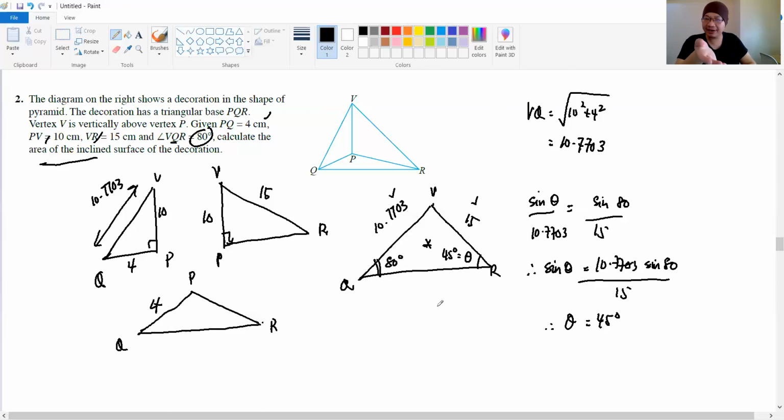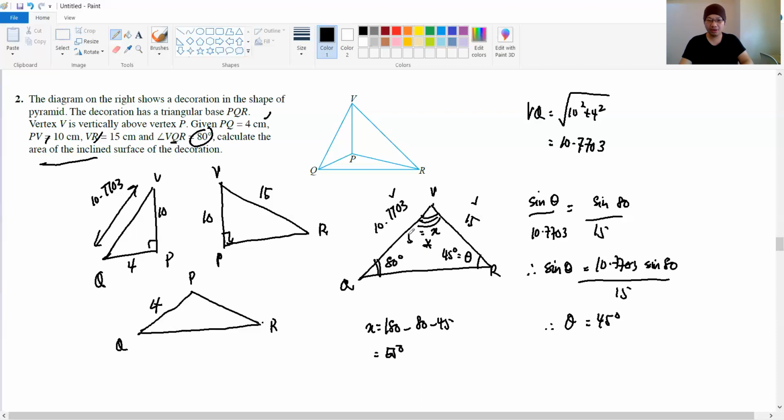Now, how to find the area? Since this is 45 degrees, 15, but we don't have the length here. This is 80 degrees, we have this length, but we don't have the length on the other side. So how? This is a triangle, right? So we can find the final angle here. I label it as x. So x will be 180 minus 80 minus 45. Then how much is the value? You are supposed to get 55 degrees.